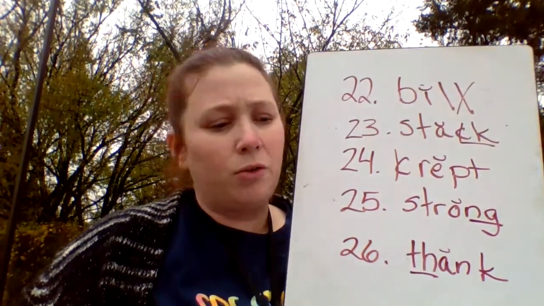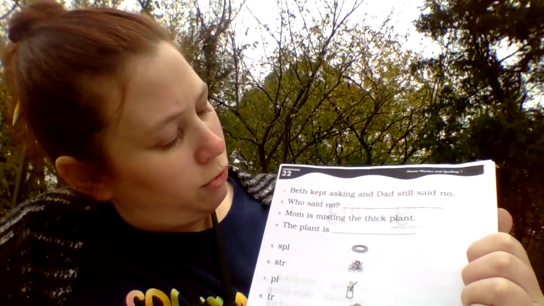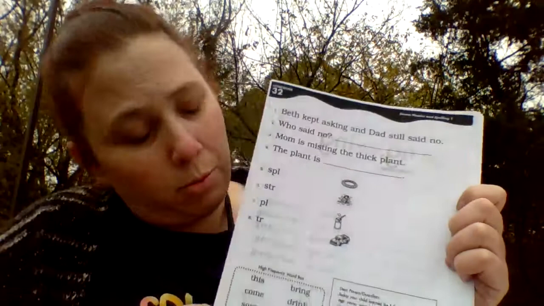And then we are going to move on to looking at the homework. For the homework, you are going to read the sentence number 1, answer the question on number 2, read the sentence on number 3, answer the question on number 4. Then you're going to match the beginning blends to the words and read these words down here. Then make sure your name and the date are on your sheet and get it turned in to your teacher.